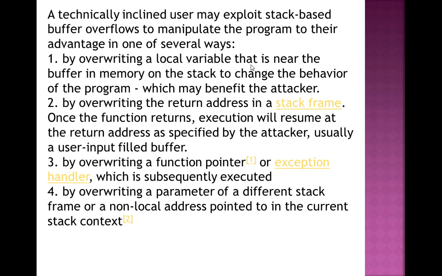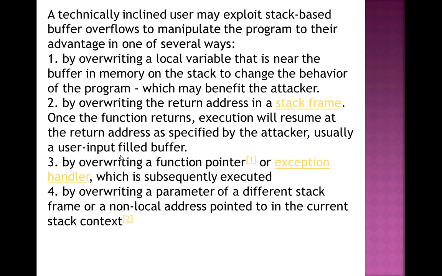So how will the attacker implement this in the C language? By overwriting a local variable, or by overriding the return address, which means it can give any address as the return address of a function. So that is your garbage value. As I told you, there is a garbage value. That is also an error introduced by the attacker. Once the function returns, execution will resume at the return address as specified by the attacker, usually a user input field buffer. The third point is overwriting a function pointer.